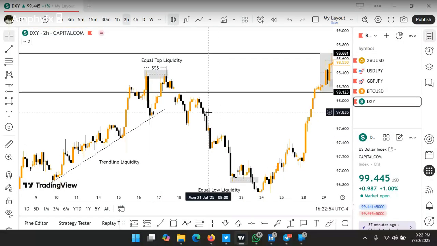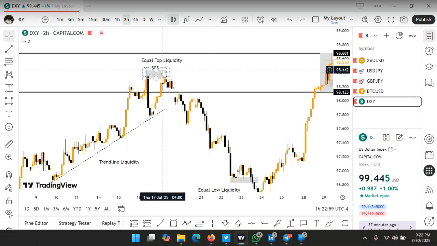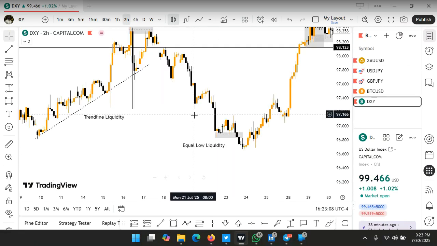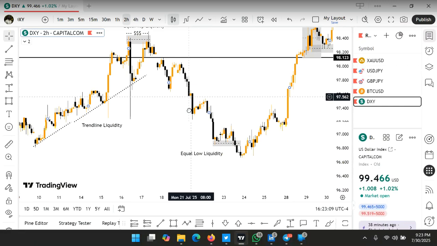Because those guys have already done what that level is meant to do. They've lured people into taking positions around this zone, taking their stop losses, taking their positions at a very cheap rate, and then begin to take the market in the actual intended direction. That's for the equal top liquidity.